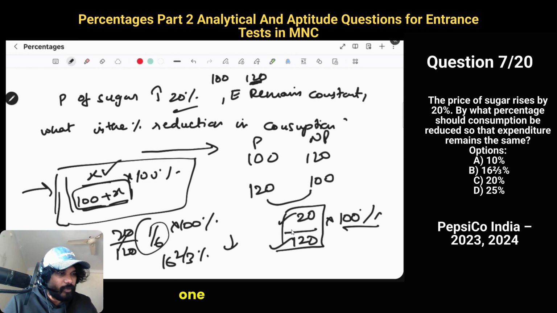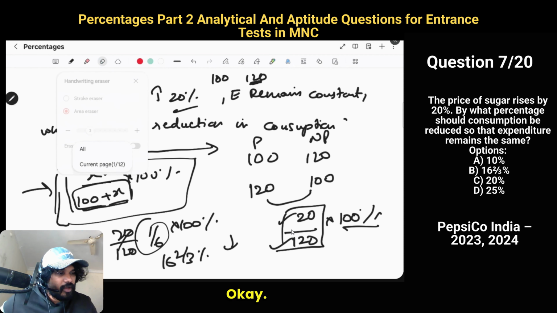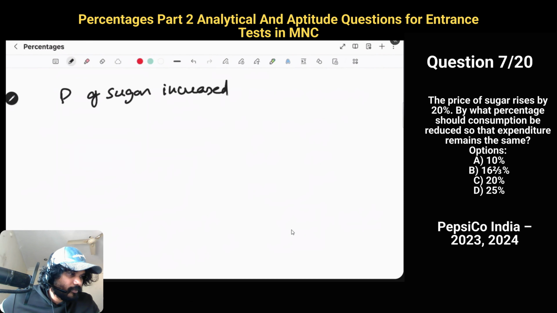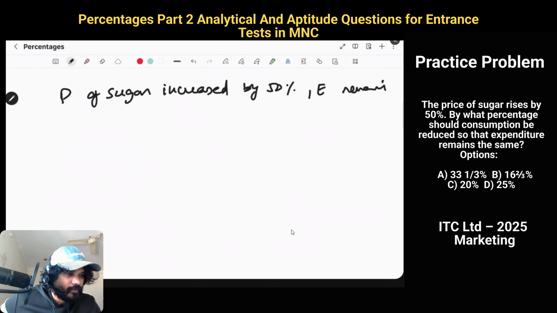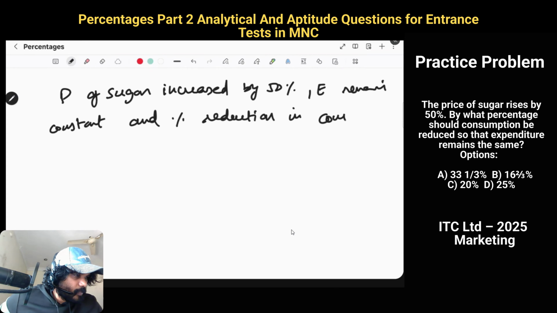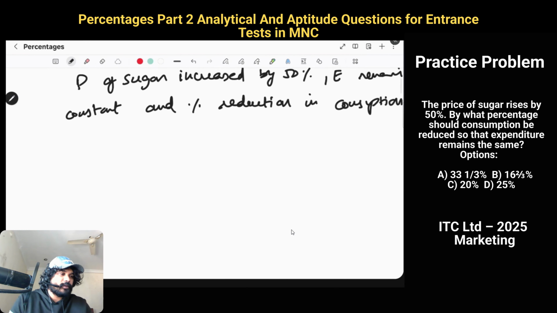So I'll ask you one more question. The price of the sugar increased by 50 percentage, expenditure remains constant, and what is the percentage reduction in consumption? Quick.